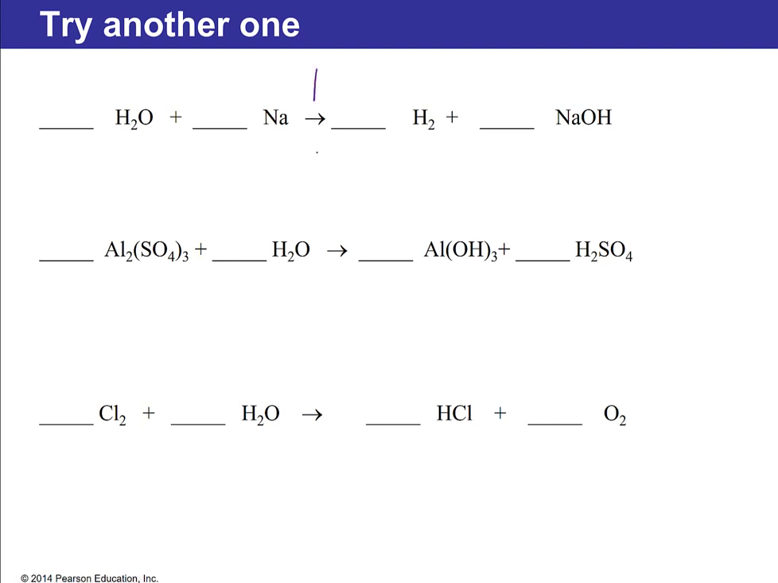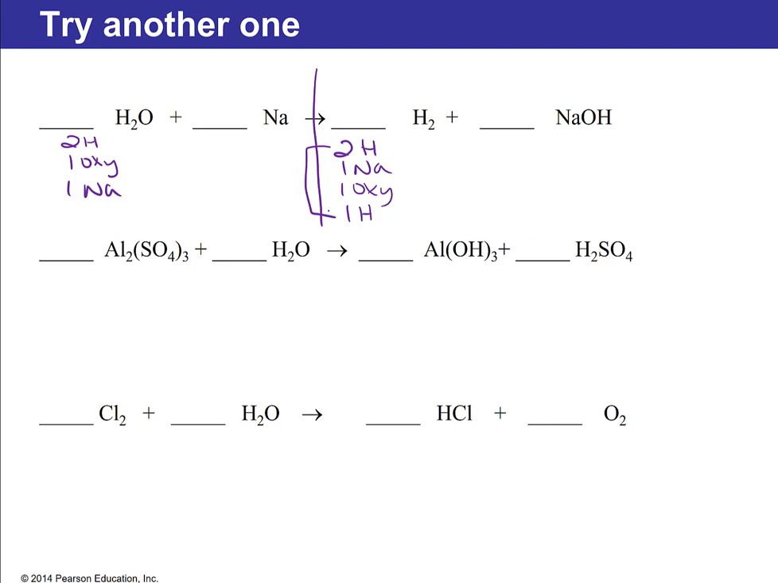Next one, draw the line every time. First thing you do, draw the line. Then list your atoms. 2 hydrogens, 1 oxygen, 1 sodium. Over here, 2 hydrogens, 1 sodium, 1 oxygen, and 1 more hydrogen. Just list them separate, but make sure you link them so you remember that there's hydrogen in 2 places on the product side.